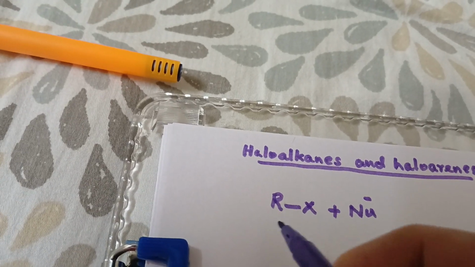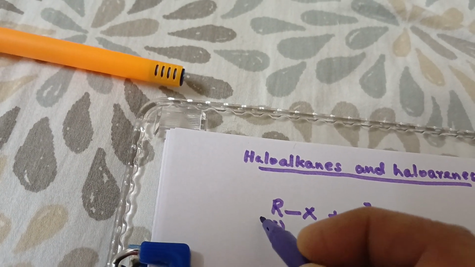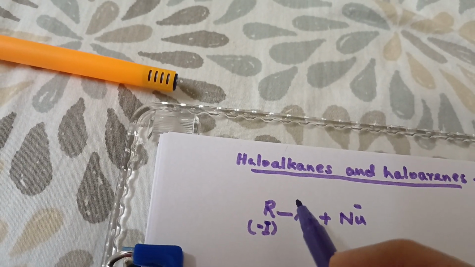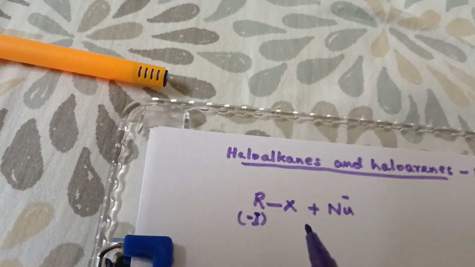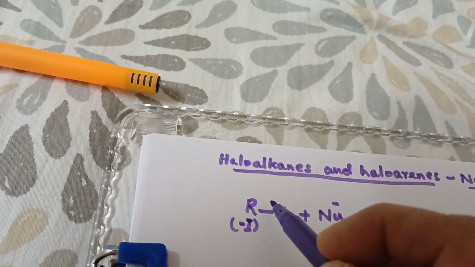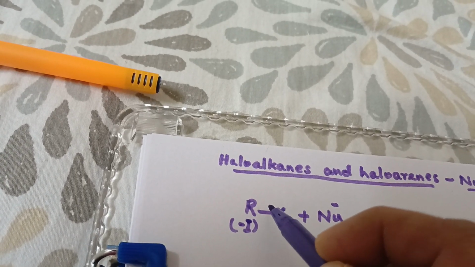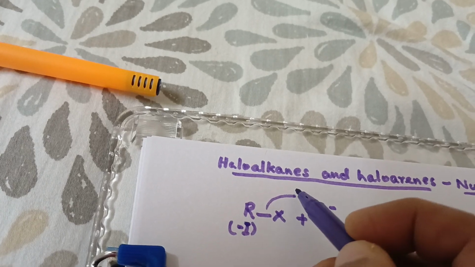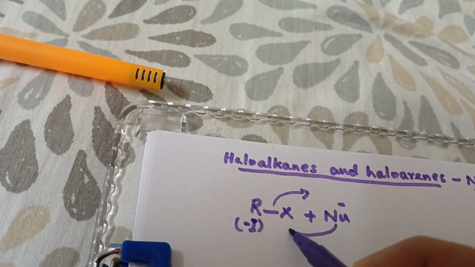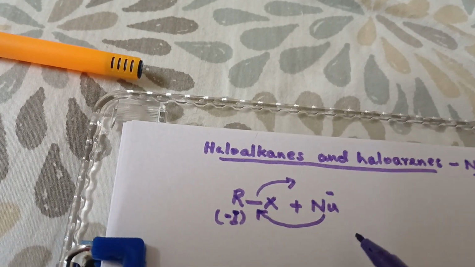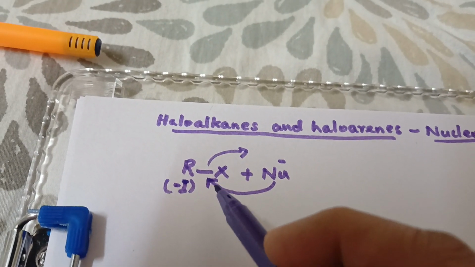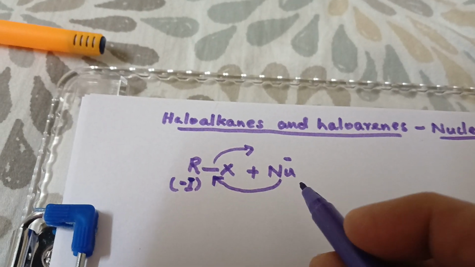So this R group, as you know, is having minus I effect, that is electron pumping effect. And the halogen is electronegative and it pulls bonded pairs of electrons towards itself. So this halogen will leave. This bond will break and the halogen will leave as the halide ion. And in its place, the nucleophile will come and attach. So that is why we call it a nucleophilic substitution. The halogen is being substituted by the nucleophile.